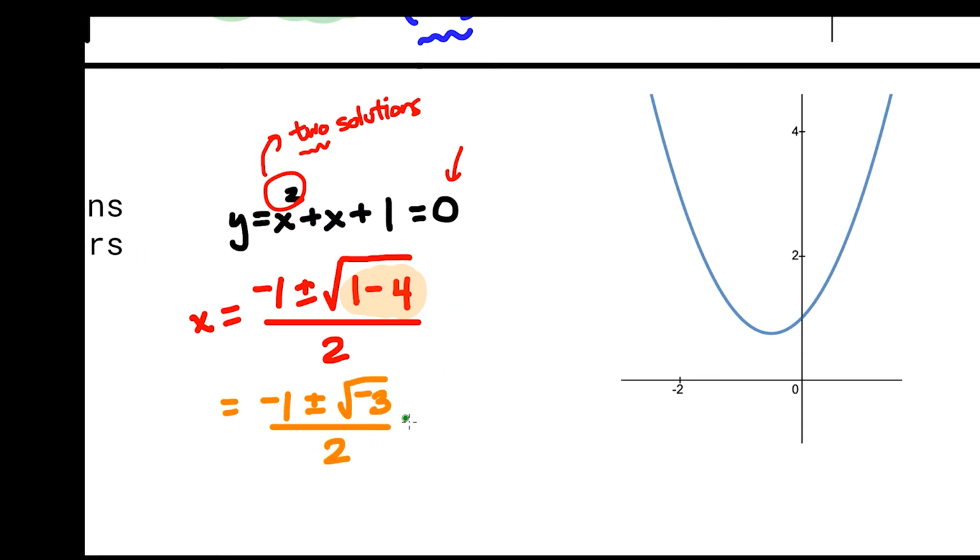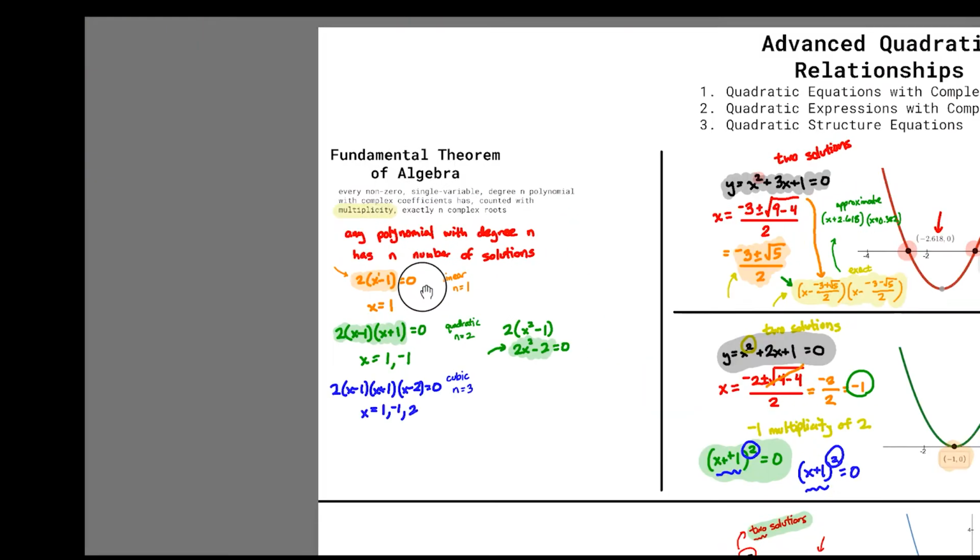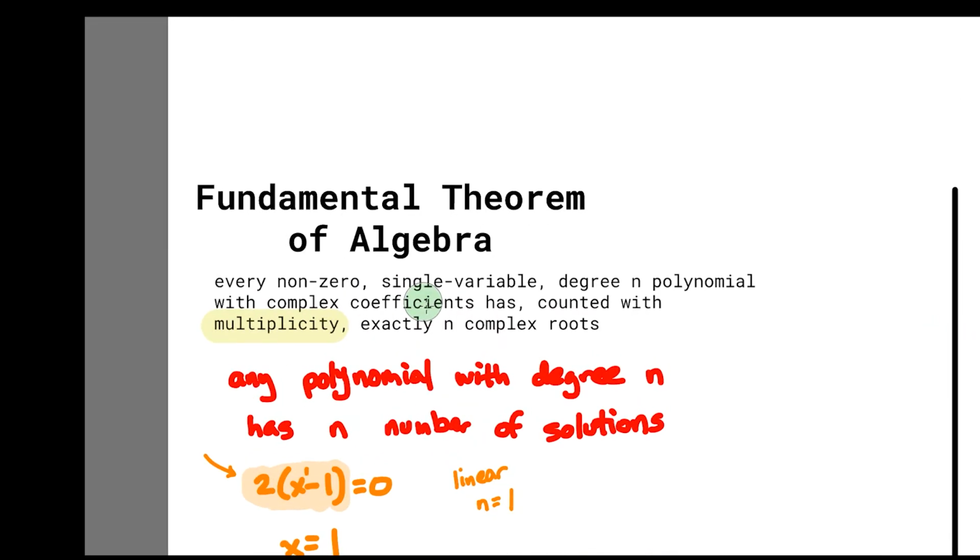I'm going to simplify this by pulling out the i. So it's just going to be the square root of 3 times i, and you notice it's a positive 3 now because I took the square root of -1 out. You end up with something like this. Now, this does follow what the fundamental theorem of algebra states, because this is technically two solutions because of the plus or minus. We have -1 plus the square root of 3i over 2, and -1 minus the square root of 3i over 2.